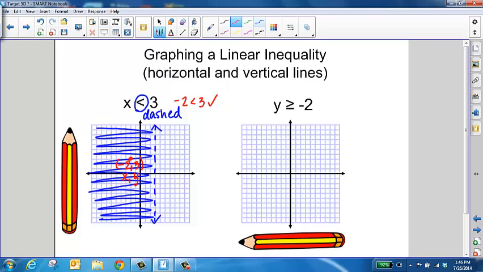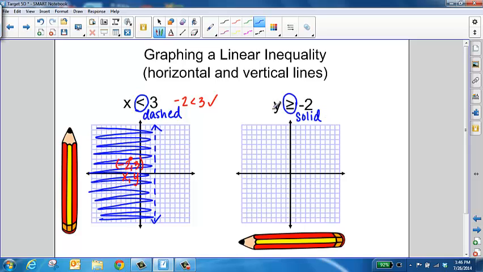Now in the second example, we have y is greater than or equal to -2. So again, you want to look at that inequality symbol to determine the type of line that you're going to be drawing. In this case, since it has the line underneath, we are going to be creating a solid line.